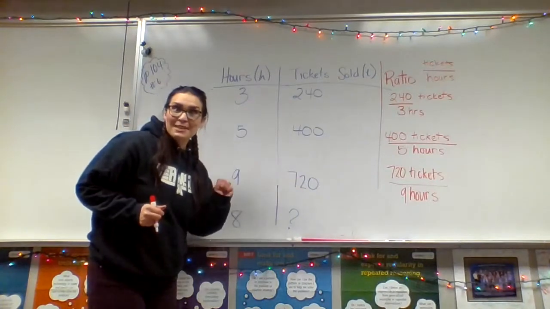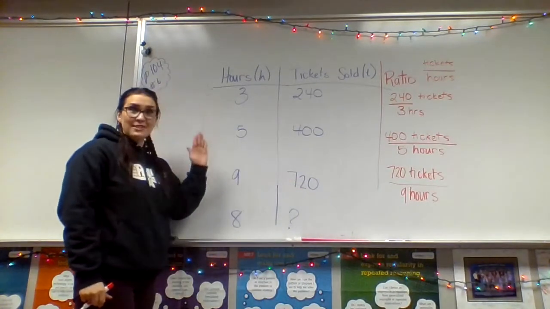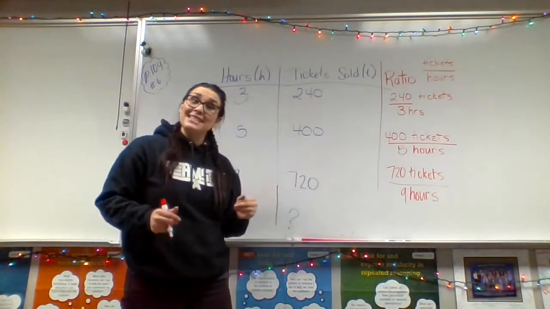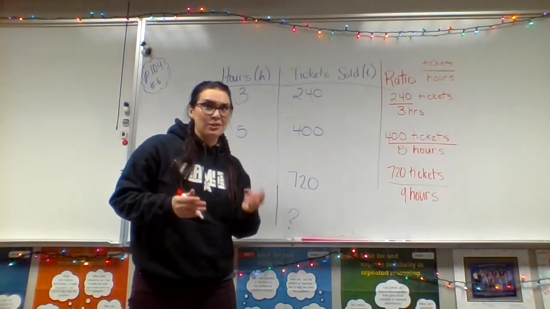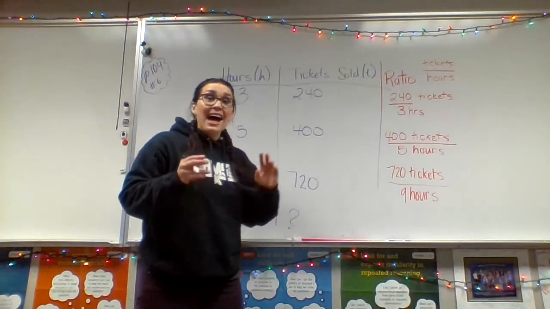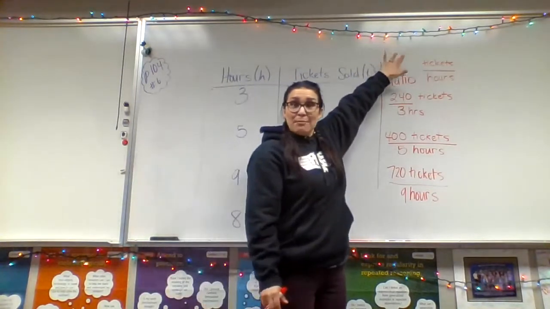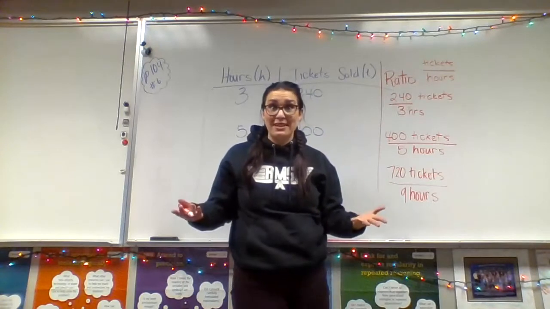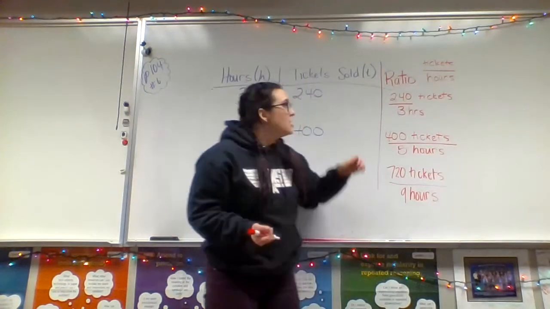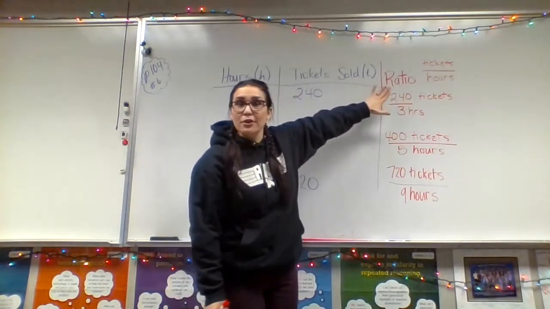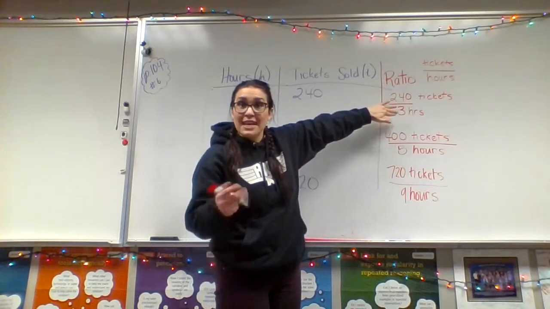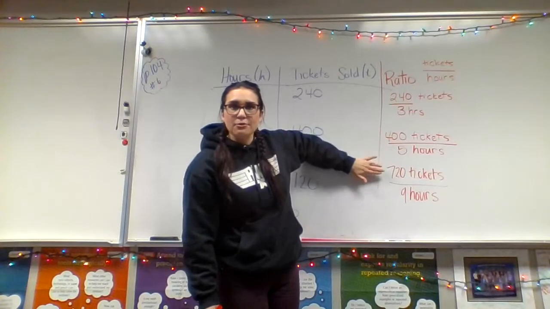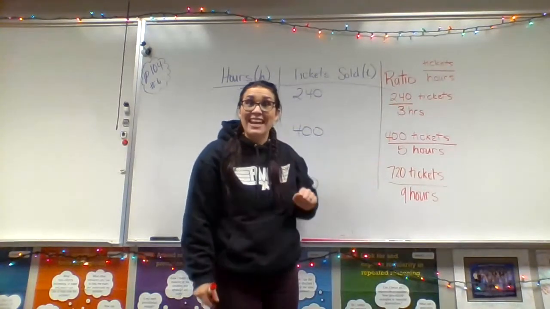All right, so what I did, my friends, was I took our original table. Remember, we have hours, and then we have number of ticket sales. And what I did is I wrote that as a ratio. So I now have 3 separate ratios. The ratio I made was the number of tickets sold over the hours, the time that I spent selling these tickets. So this first part, I sold 240 tickets in 3 hours. Second, I sold 400 tickets in 5 hours. And lastly, I sold 720 tickets in 9 hours.